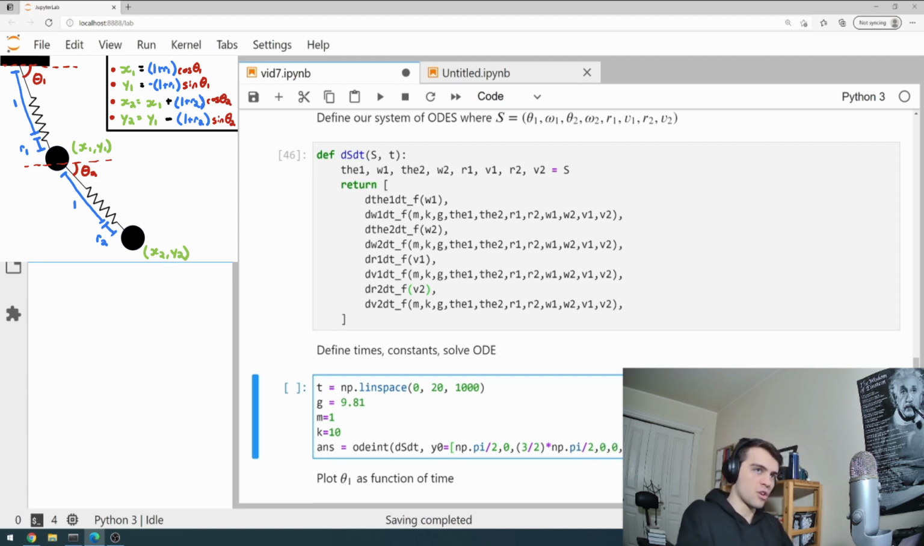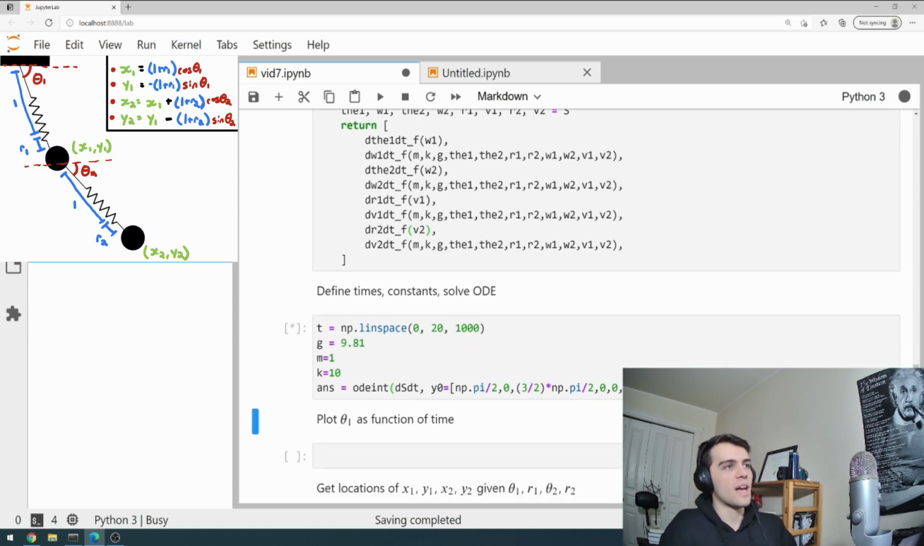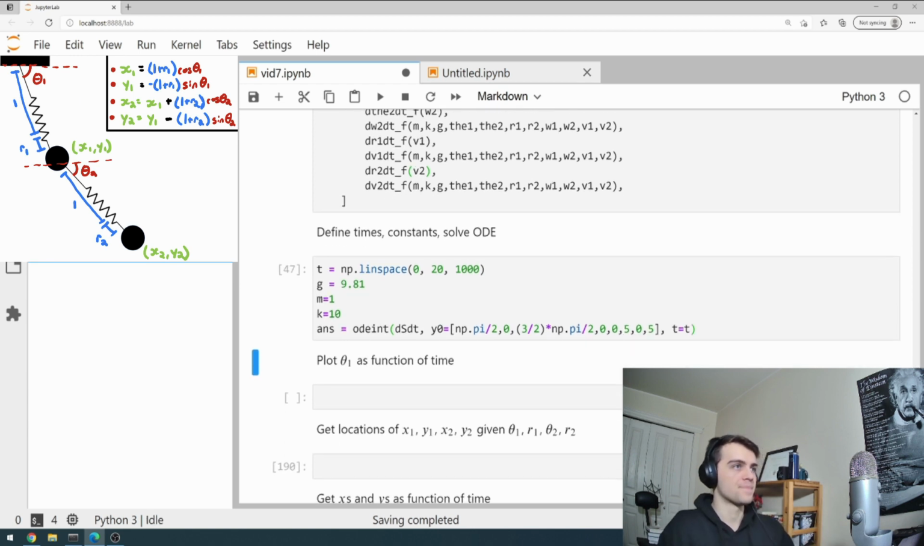R1, I'm going to put as 0, but there's going to be initial velocity, so v1 is 5, it's initially being pulled apart, and same with the other one, r2 and v2. And I'll put in my times, and we let it solve, and we should get an answer. Takes a little bit to run, but of course the system is pretty complicated, and we're done.